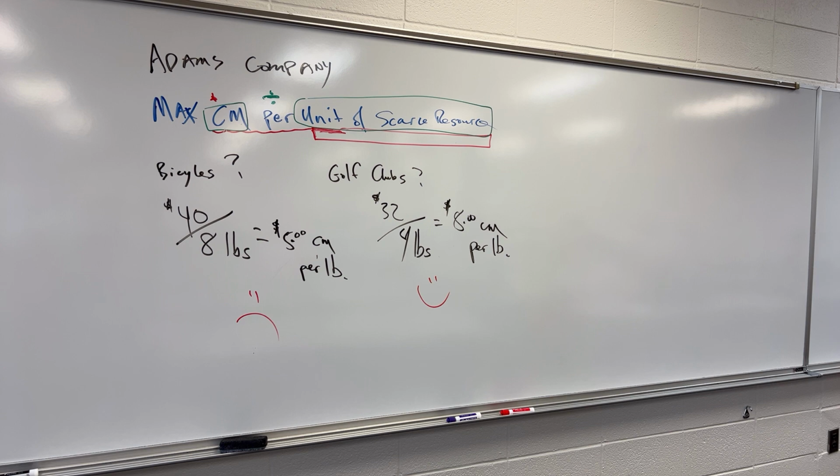How are you feeling about this? Easy peasy, lemon squeezy. So which one did we pick? Golf clubs. Say, why did we pick golf clubs? The contribution margin per pound is higher. Exactly correct. Questions, comments, concerns, random thoughts? Piece of cake, walk in the park, easy as falling off a log. All right? Easy peasy, lemon squeezy.